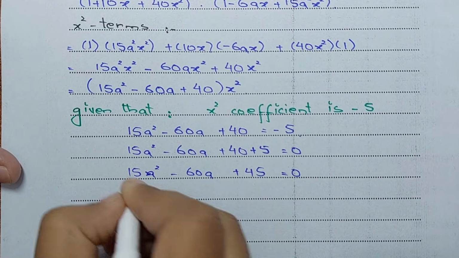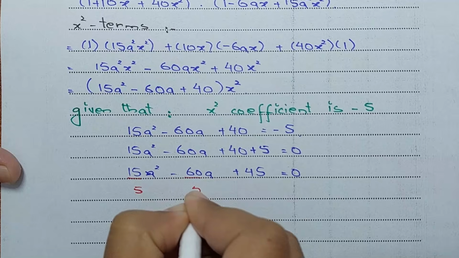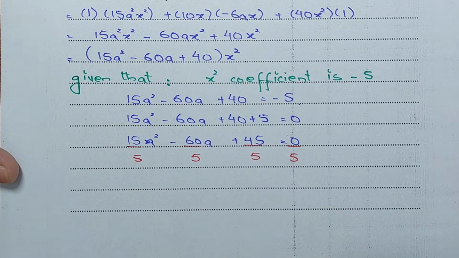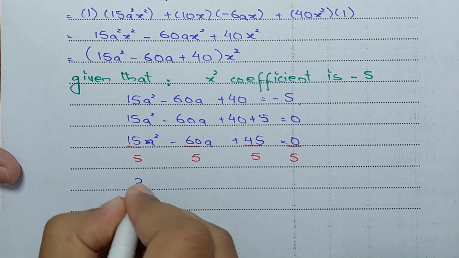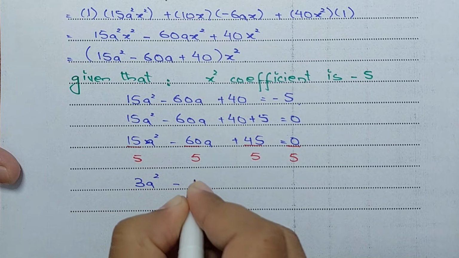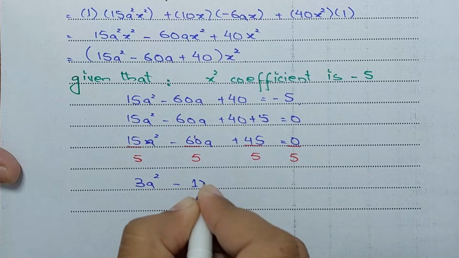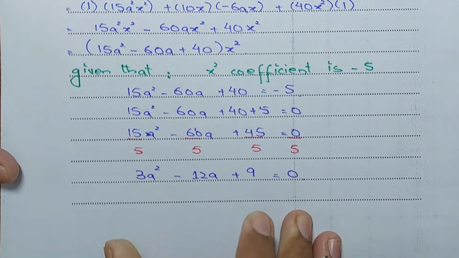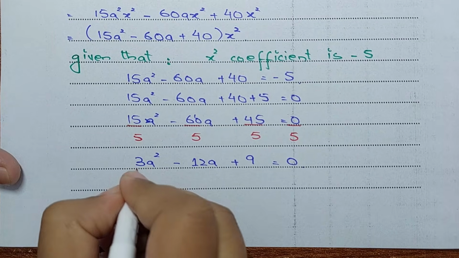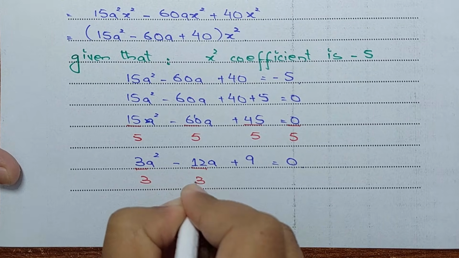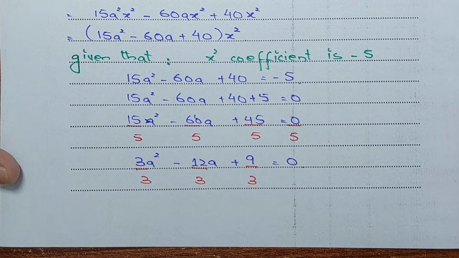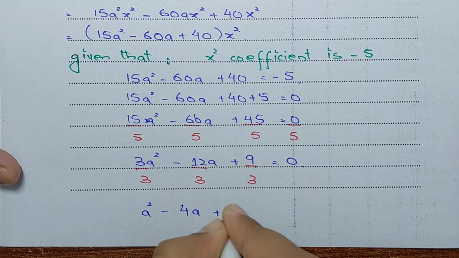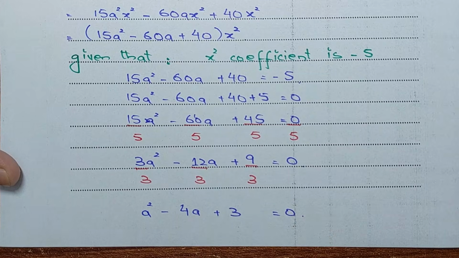All the terms are divisible by 5. Let me divide everything by 5 on both sides. So 5 times 3 is 15, 5 times 1 is 5, 5 times 2 is 10, 5 times 9 is 45 and 0. Now everything is divisible by 3. Divided by 3. 3 times 1 is 3, 3 times 4 is 12, 3 times 3 is 9, equals to 0.